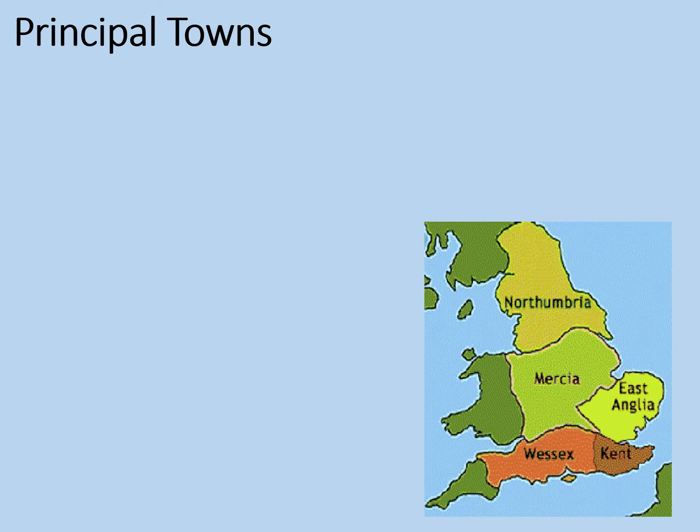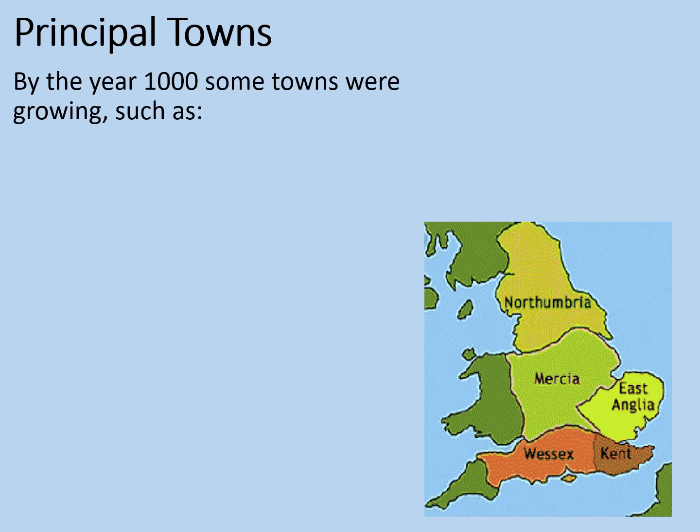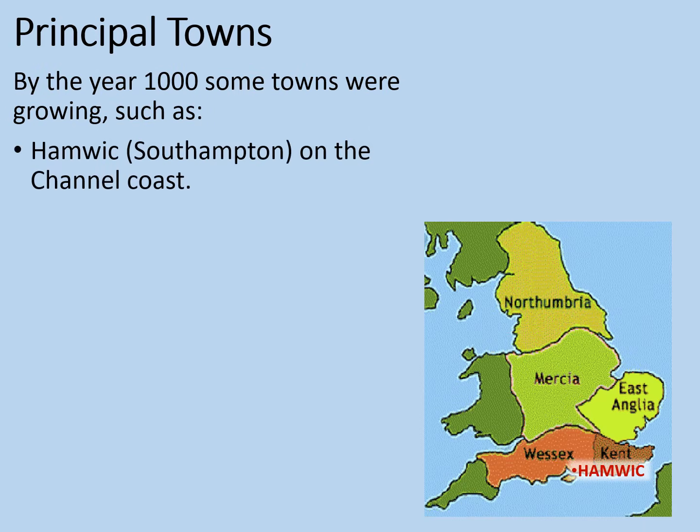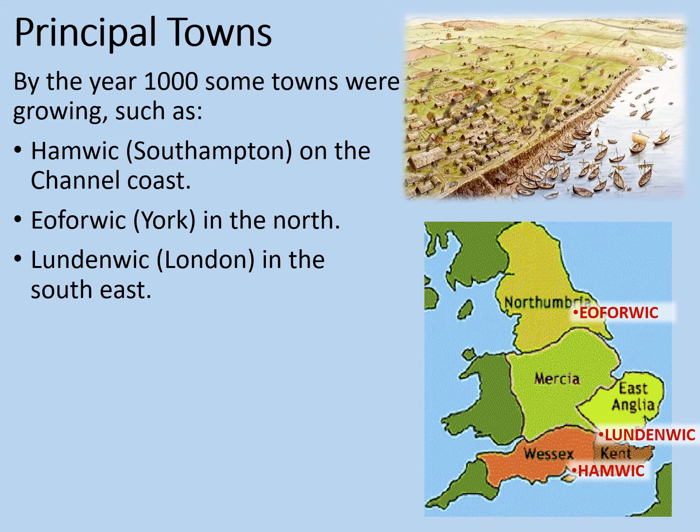Although 90% of people did live in the countryside, there were some principal towns, and by the year 1000 some towns were growing, such as Hanwich, which we today call Southampton, on the Channel coast. This was and remains a really important port. Erfeldwich, or York in the north. This was originally a Viking city and a Roman one before that. And Londonwich, or London in the southeast. Not yet always seen as the capital city, but an important power base.